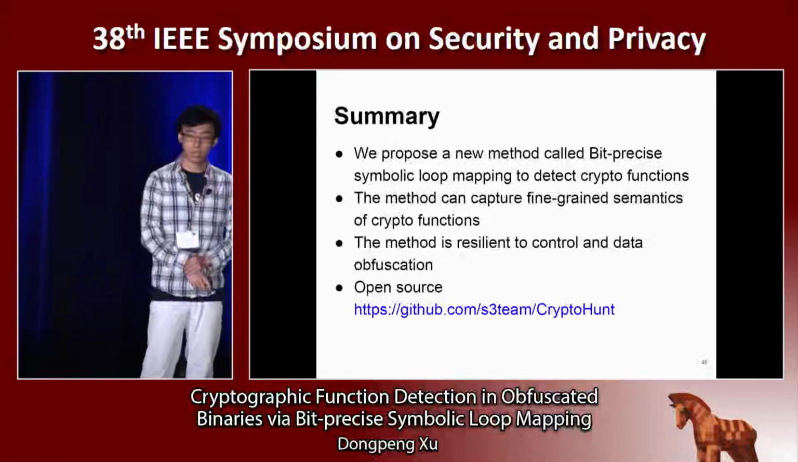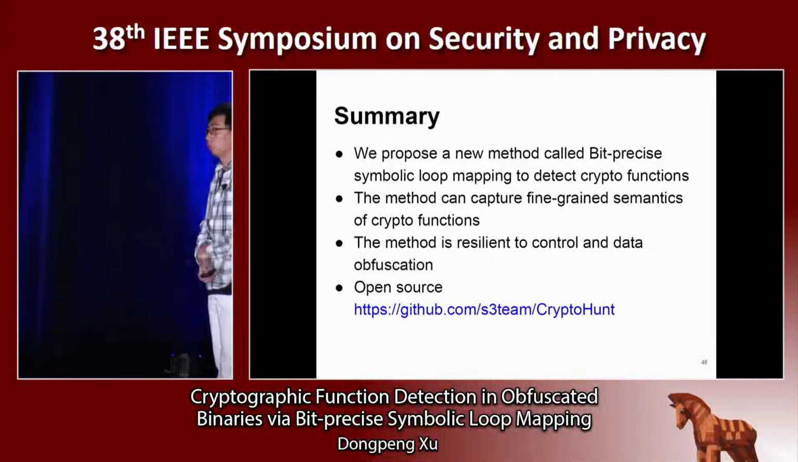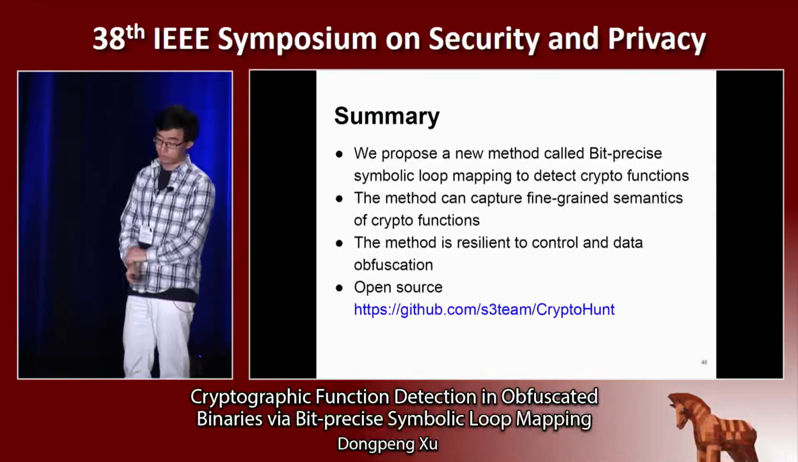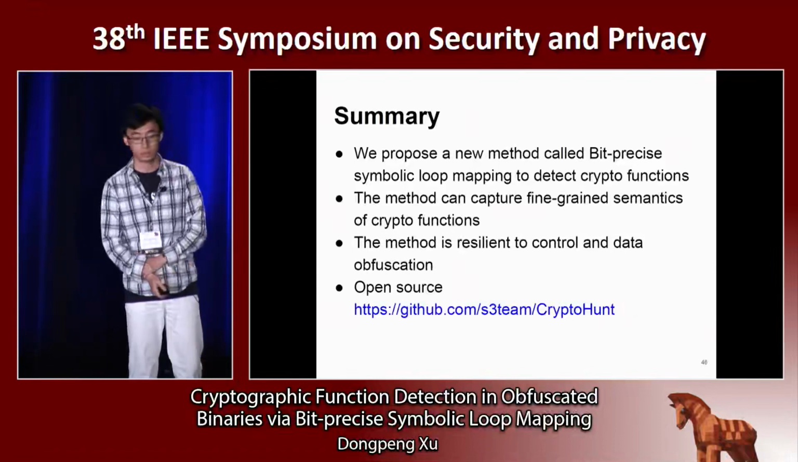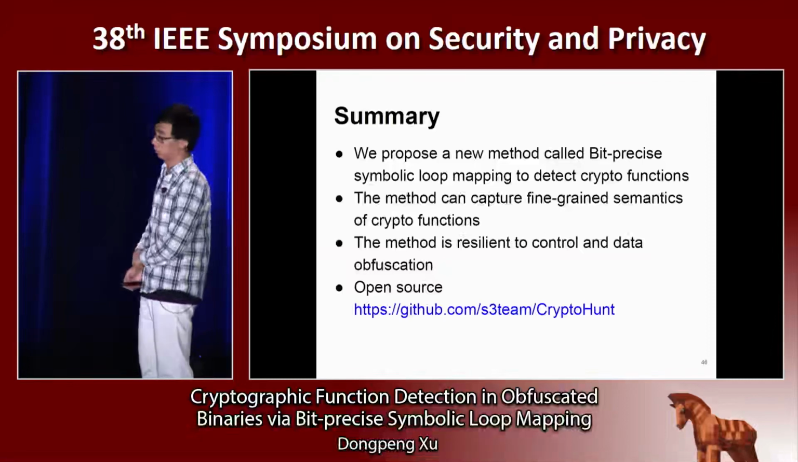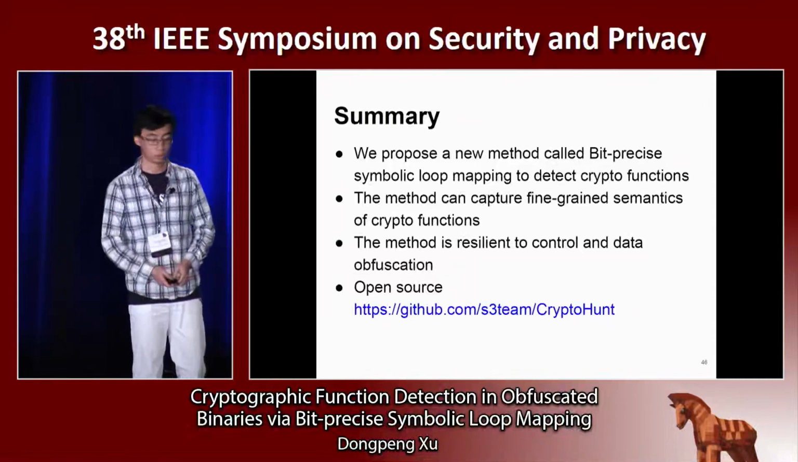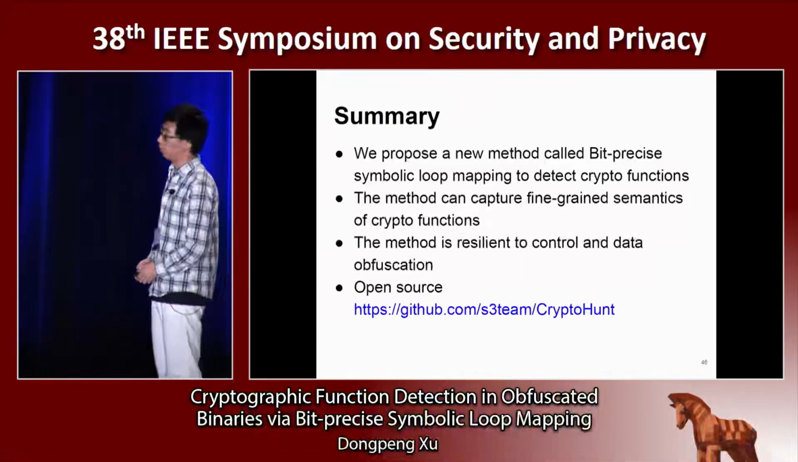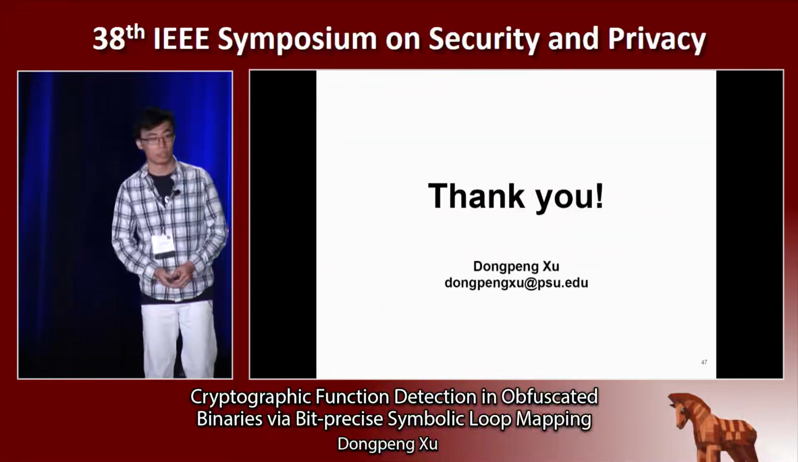In summary, we propose a new method called bit symbolic loop mapping to detect crypto functions. This method can catch the fine-grained semantic of a crypto function, and it is resilient to control and data obfuscation. And we also have our tool, a demo tool, open sourced. You can download it and play with it and have fun. So thank you. That's all.